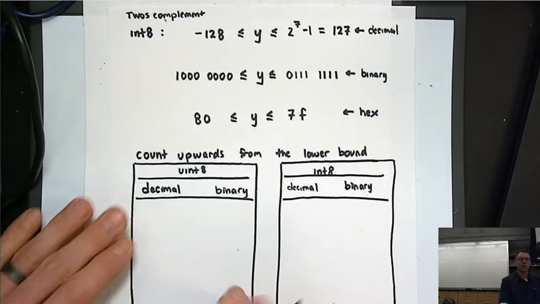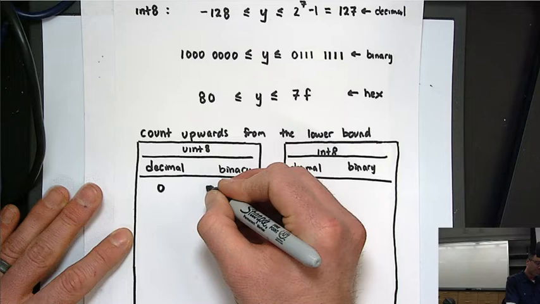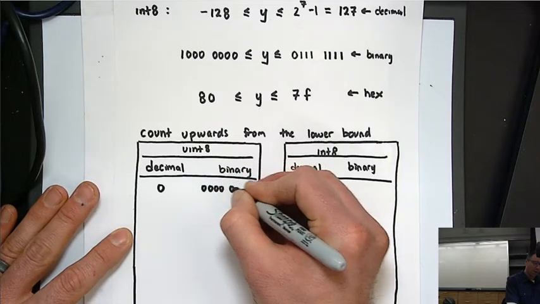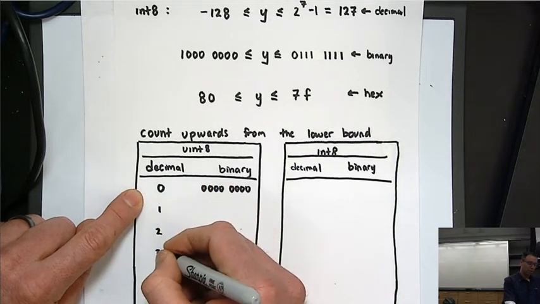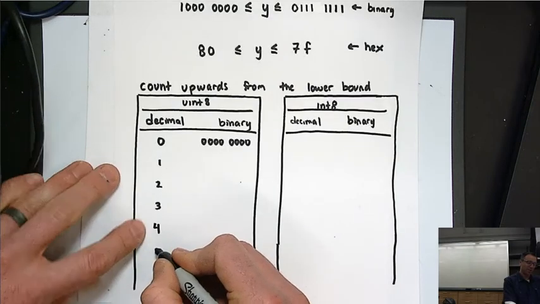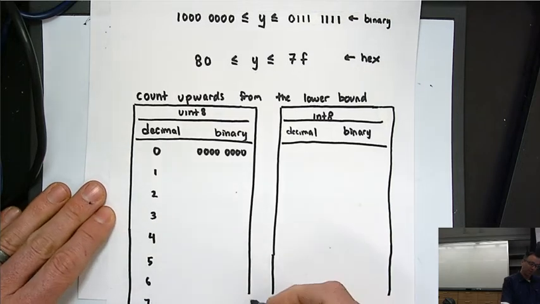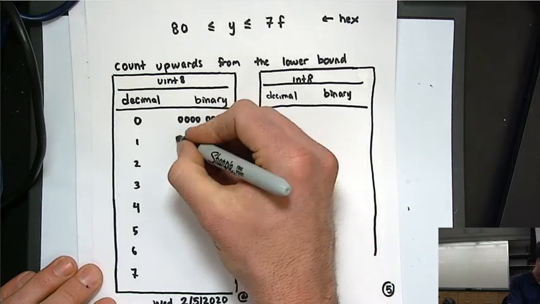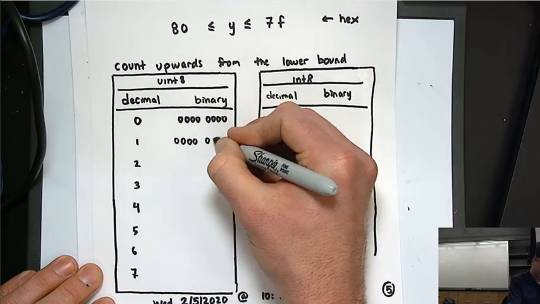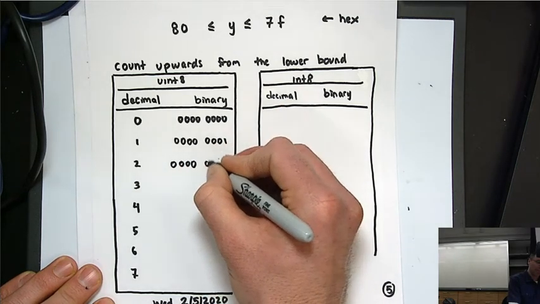Okay, so let's start with uint. What's the lower bound in uint in decimal? 0. Corresponding binary is all zeros. And then count up for me. 1, 2, 3. I think if we went to 8, we'd see the pattern, right? So let's go to 7. 5, 6, 7. It's a nice little pattern for us. Okay, what do I do to get these ones? 0, 0, 0, 0, 0, 0, 0, 1, and then I just count up. I'm going to ask you, what's the pattern?